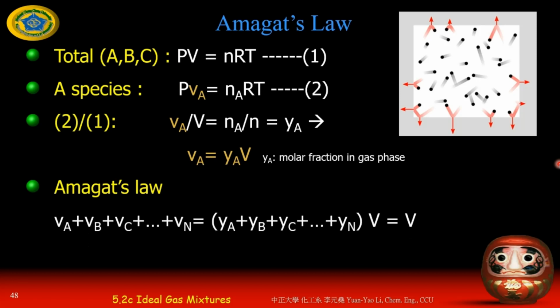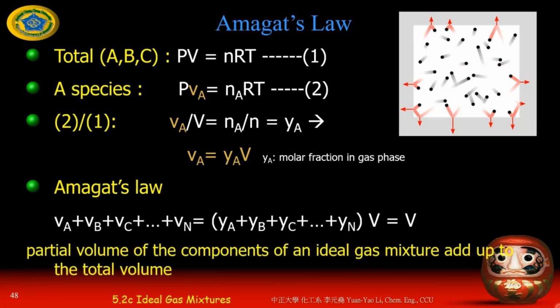Again, if you add up the volume for species A, the volume for species B, and add all of this together, you will get the total volume. So the volumes of the components of an ideal gas mixture add up to the total volume. Right. Are you with me so far? Yes, right? This is very easy. If you don't, you are very welcome to come to me after the lecture, okay?